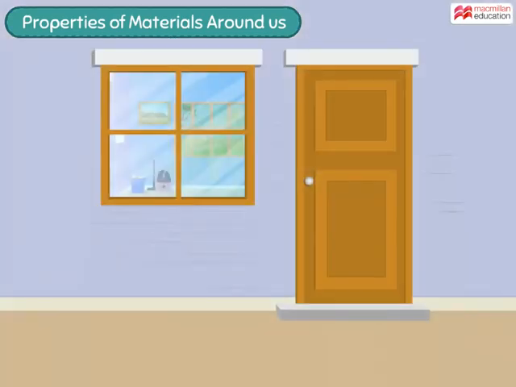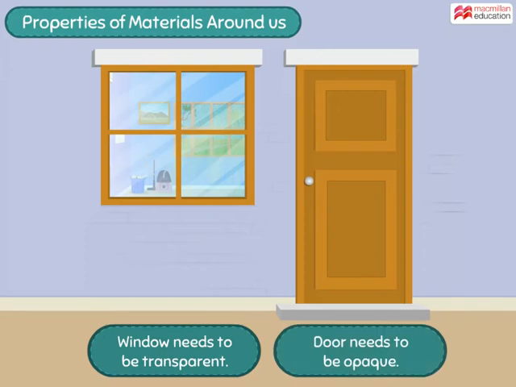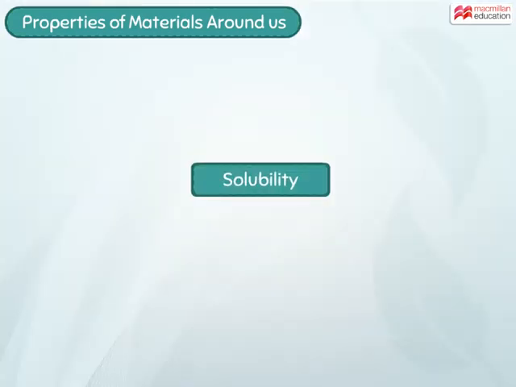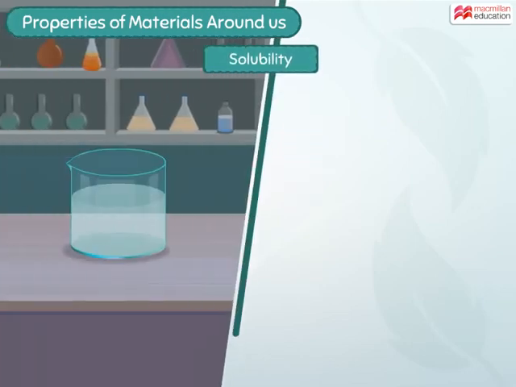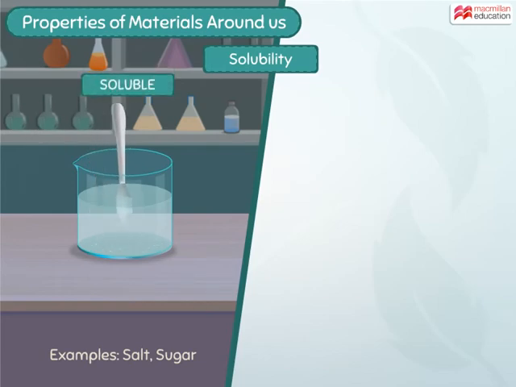Classifying things as transparent and opaque is very useful. A window pane needs to be made of transparent glass, while the door of a house needs to be opaque. Solubility in water is also an important property that helps us classify materials into different groups. Substances like salt and sugar that can dissolve in water are called soluble substances.